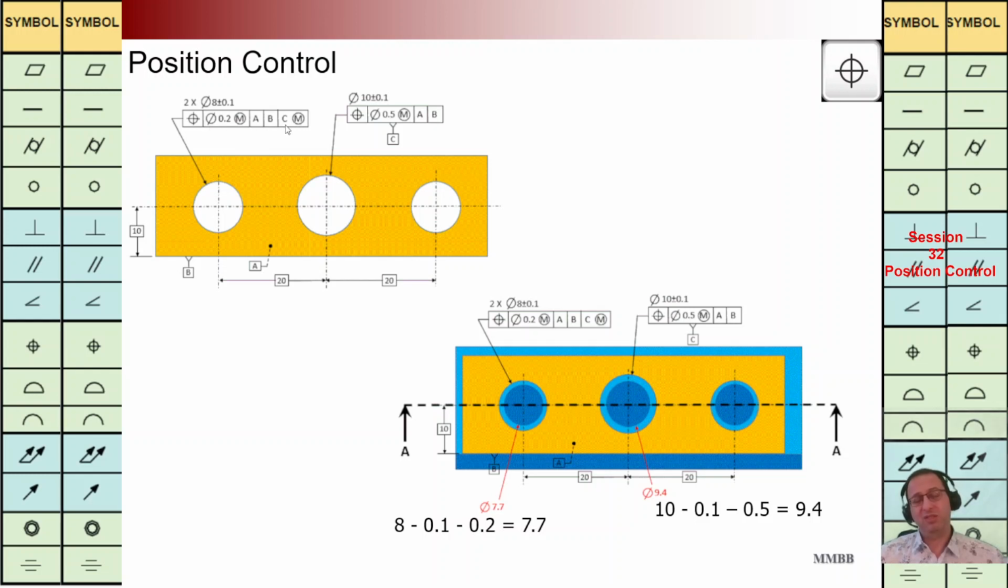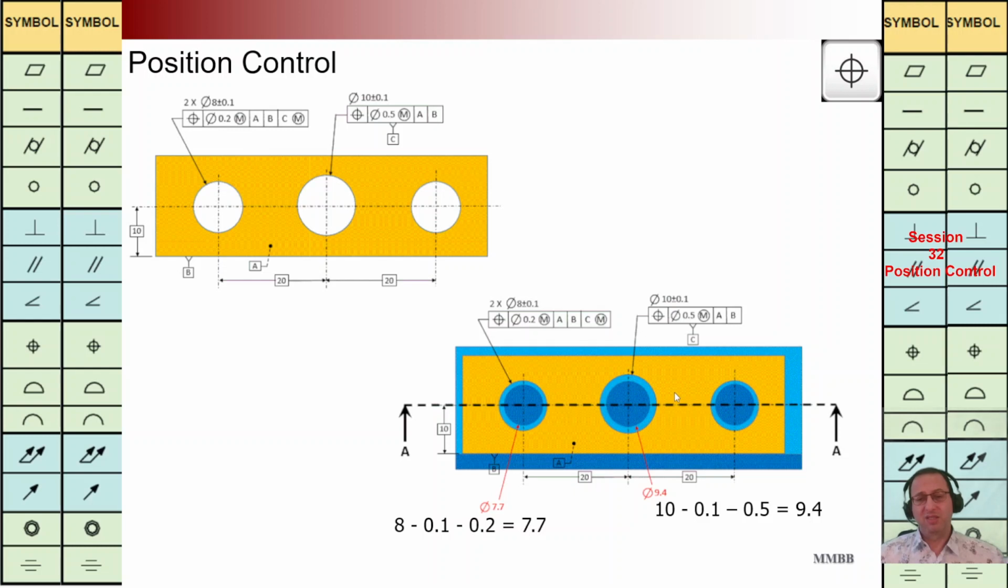If we want to talk about the gauge, what should be the size of the gauge? Here we can see we have modifier, the same as before. We can calculate what should be the maximum size of the gauge. It is 8 minus 0.1 minus 0.2. We are going to have this gauge with a diameter of 7.7 for both of them, for these two small holes. And for the large hole, in the same manner, we can calculate what should be the size of the gauge: 10 minus 0.1 minus 0.5.